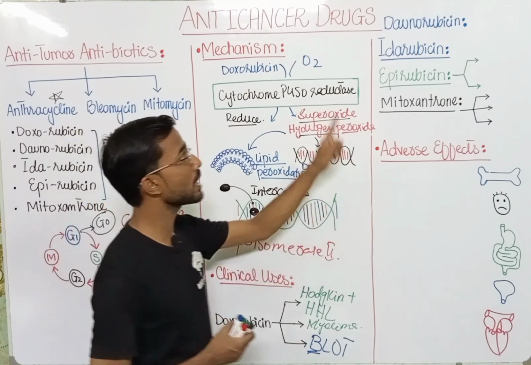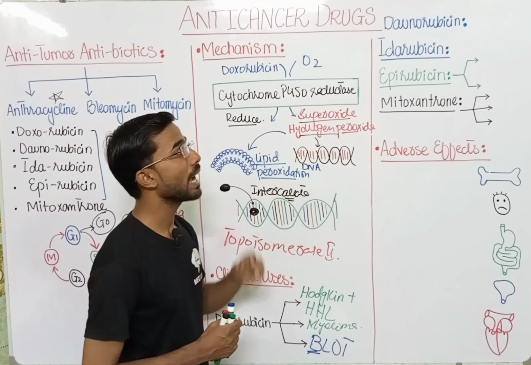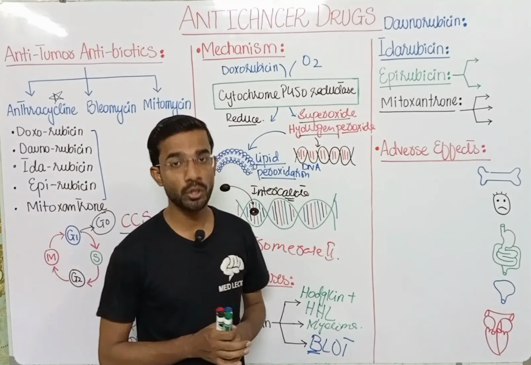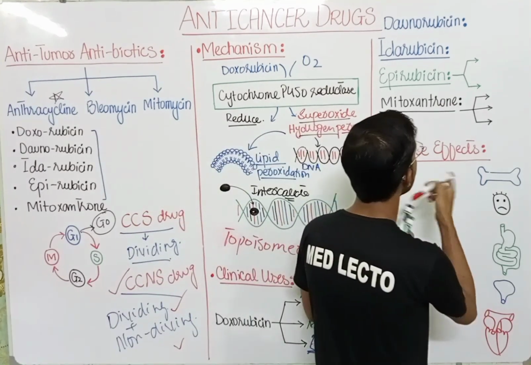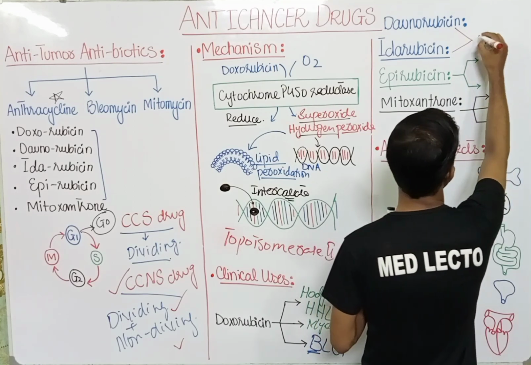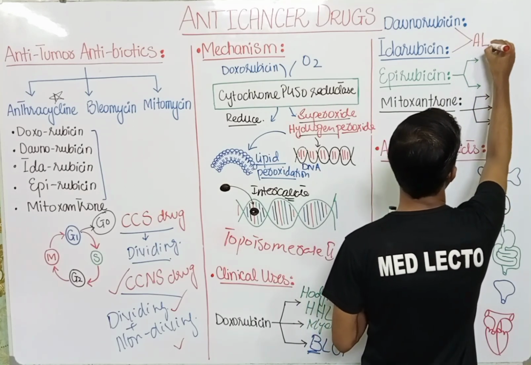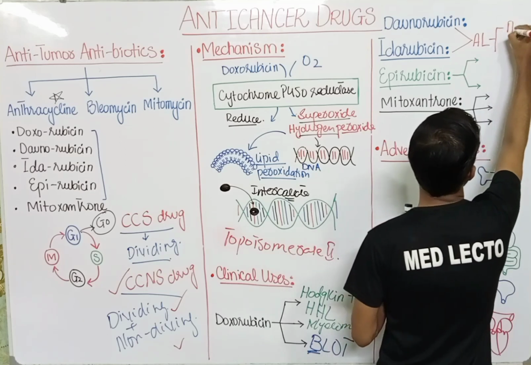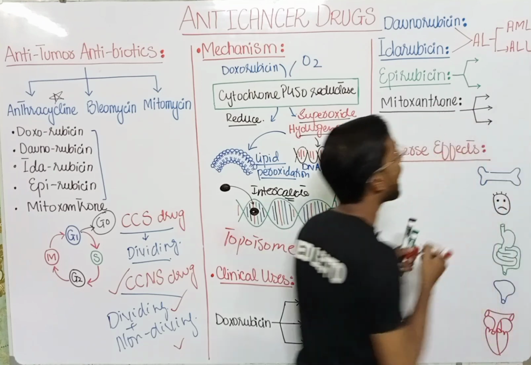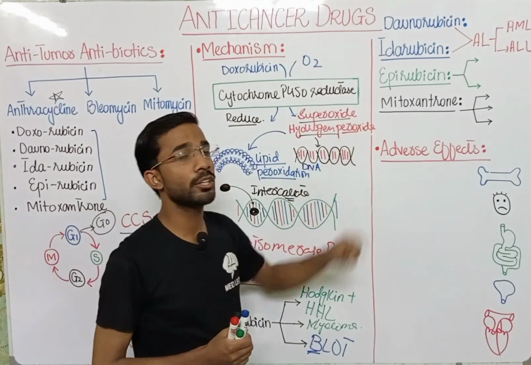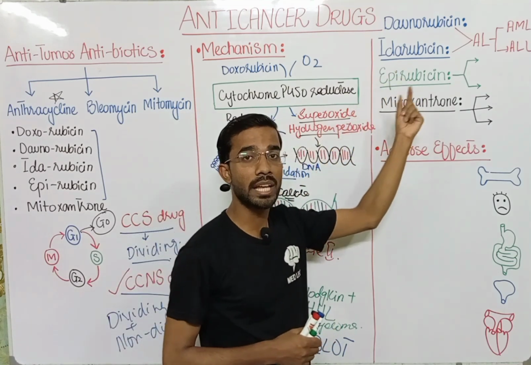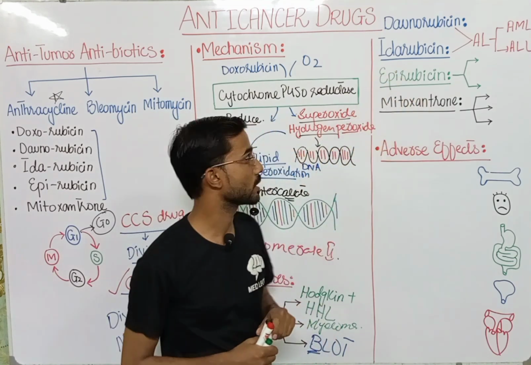Okay, next if we discuss daunorubicin and idarubicin. These drugs are actually used in acute leukemia, both types of acute leukemia. If you see here, these 2 drugs are used in acute leukemia. So both types, AML and ALL, acute myelogenous leukemia and acute lymphoblastic leukemia. So both these 2 drugs can be used in both leukemias.